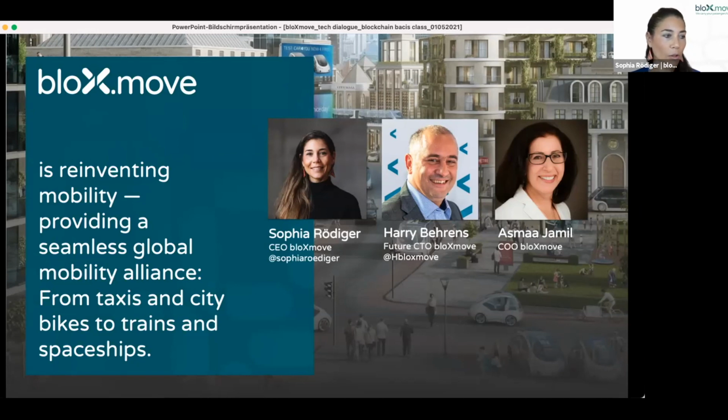And what we want to solve with bloXmove is one pain point, as I said, the fragmented mobility. We want to offer a global alliance with mobility where end users like you can really have seamless journeys from A to B, with no hassles in between, and tons of mobility apps on smartphone and so on. So that's maybe a few high-level words about our basic idea.